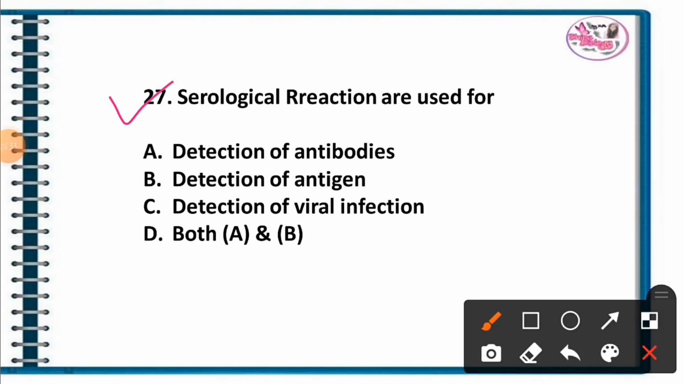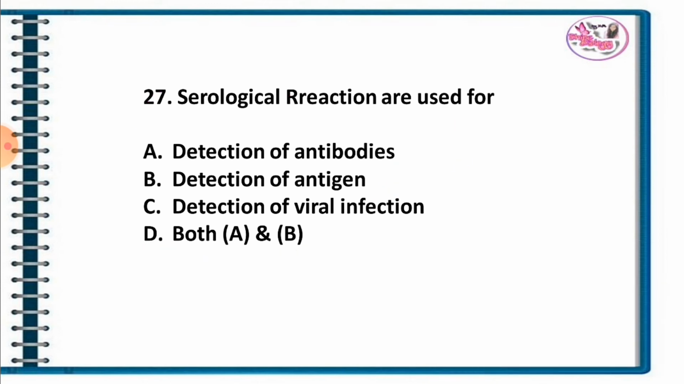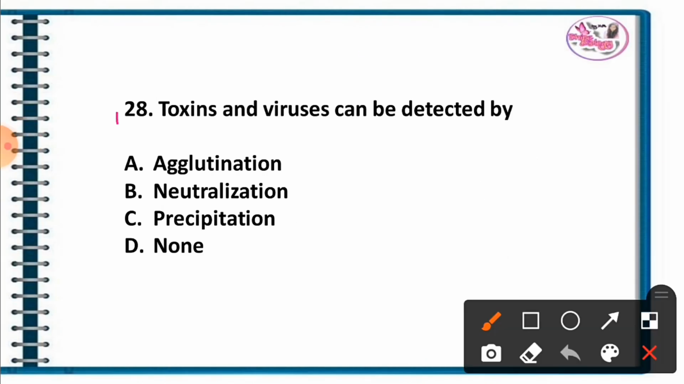Question 27. Serological reactions are used for. The correct answer is option D, both A and B. For detection of antibody and detection of antigen, serological reactions are used. Question 28. Toxin and virus can be detected by. The correct answer is option B, neutralization.